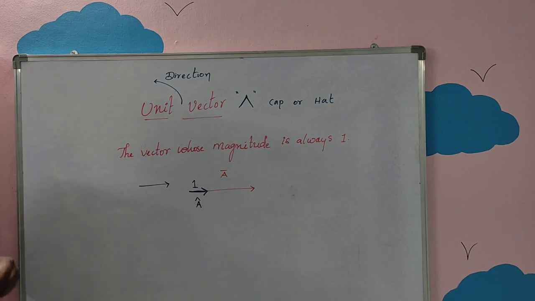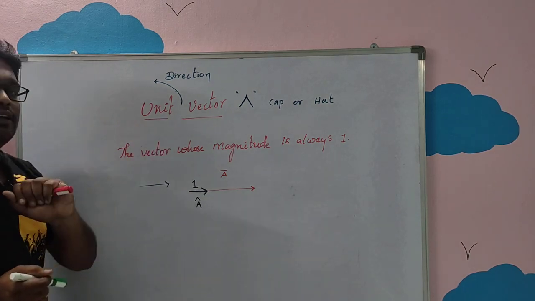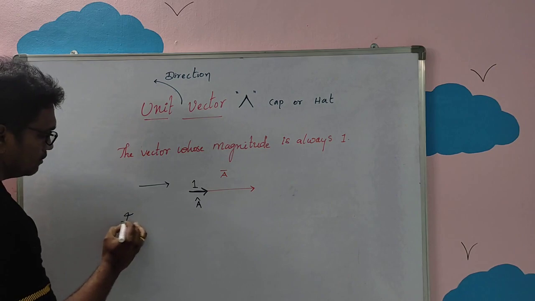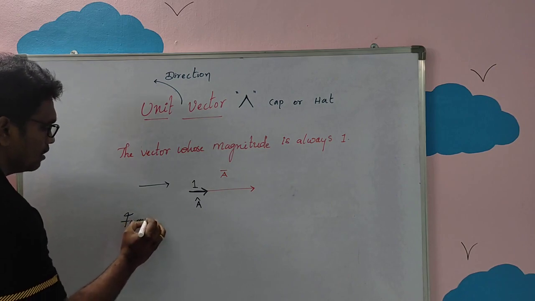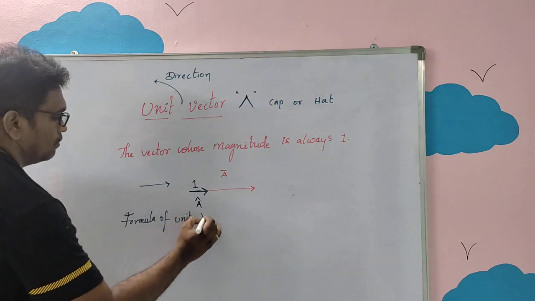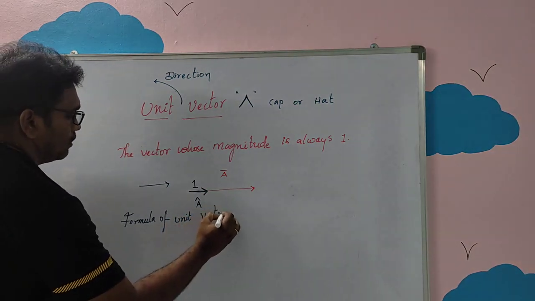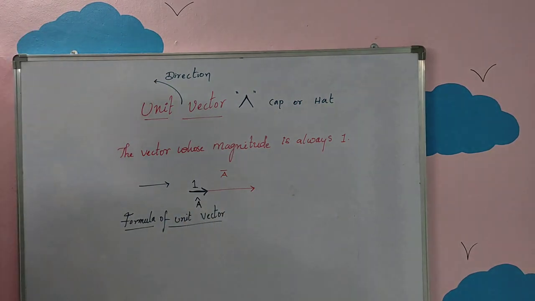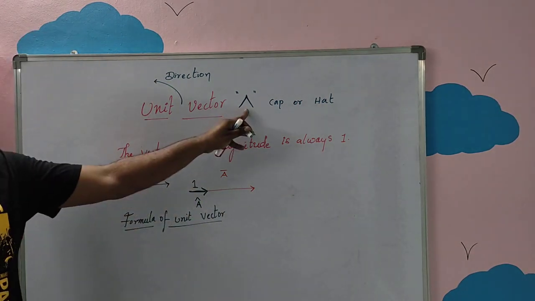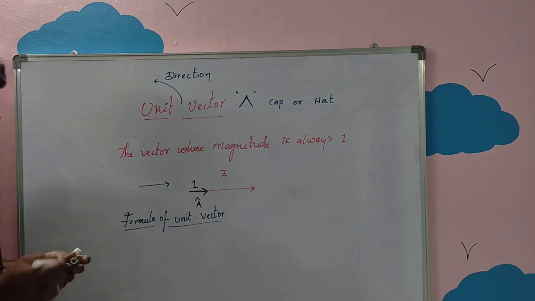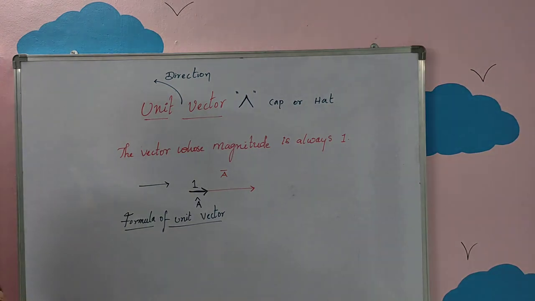Next, how to write the unit vector formula? Very important. The formula of a unit vector. So what is the symbol of a unit vector? Cap. So wherever you find the cap in books, you can say it is a unit vector. Now see how we are going to derive the formula of a unit vector.